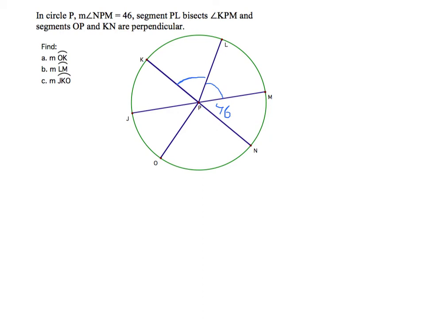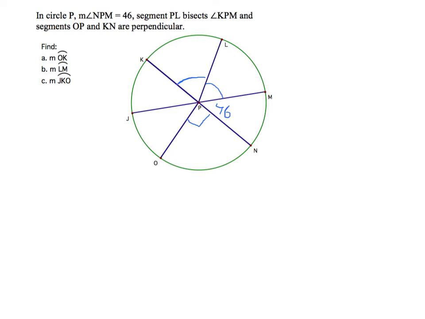And OP and KN are perpendicular. So OP and KN is going to be a right angle right there. And now it wants me to find the measure of a couple of different arcs here.